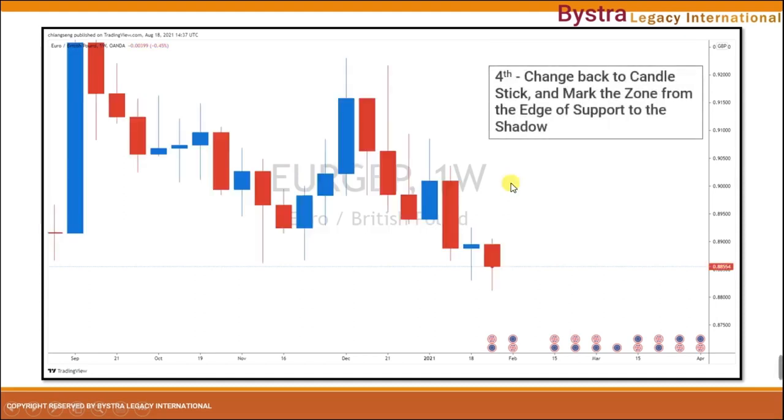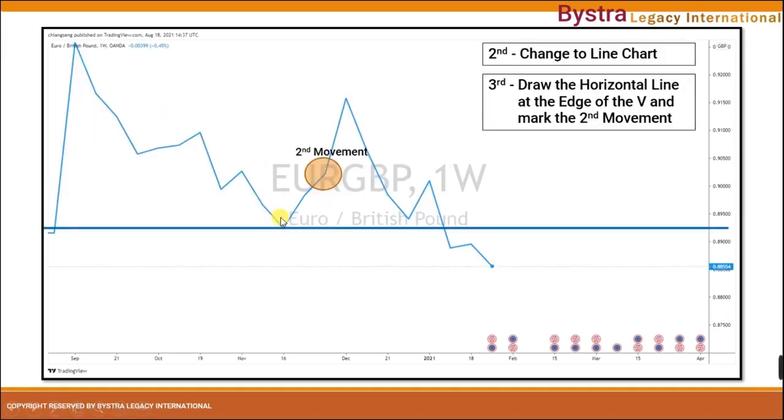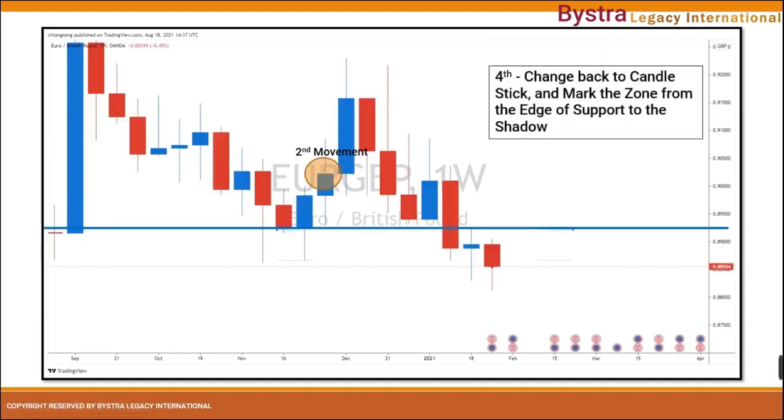Lastly, we move to the candlestick chart. Mark the zone from the edge of this support all the way to the shadow. Can you see, guys, where I marked? Let me go back here. This is the capital V, and I mark only the zone of the capital V, which is this area, not this week. Okay, we want to take the latest price one.